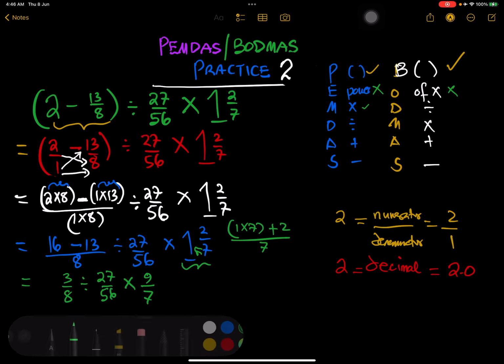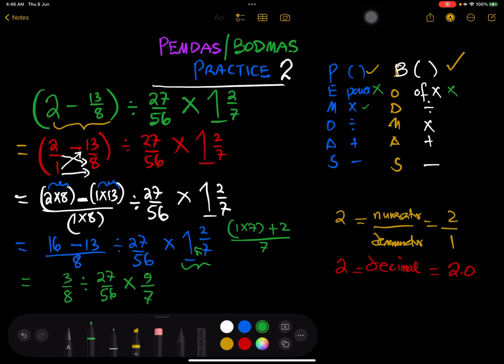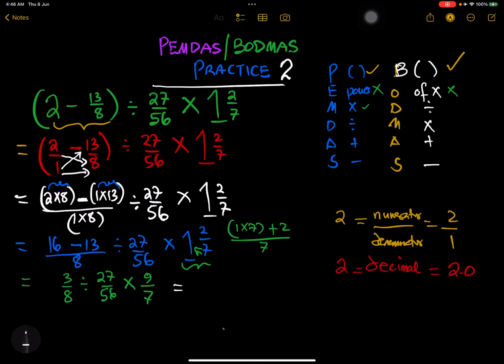Now, we continue with the equal to sign. We're going to have 3 over 8 divided by 27 over 56 multiplied by 9 over 7. Remember that when we pick one number, let's say we pick this number, we ignore the 27. And we ask, can 9 go into 7? No, it's not possible. But can 9 go into 56?